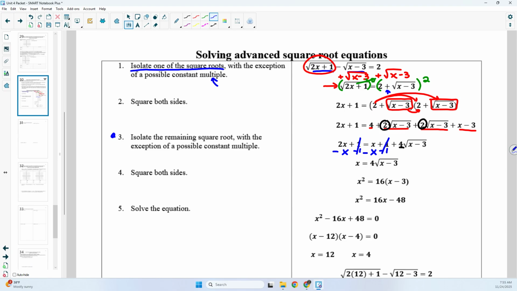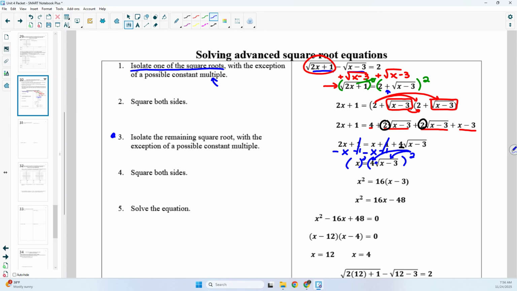Now here's that part about the exception of a constant multiple. I normally do not leave a number in front of my square root, but if I moved it over, I'd have division, which kind of just makes the problem harder. And since this is only multiplication, when I square both sides, which is my next step to get rid of the square root, I can distribute the squared over multiplication to the two parts that are multiplied. And that makes my resulting equation easier.